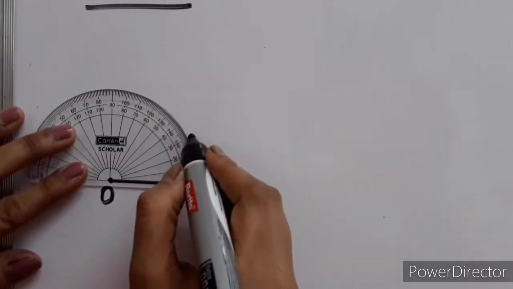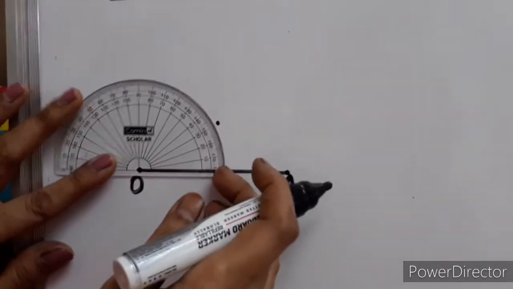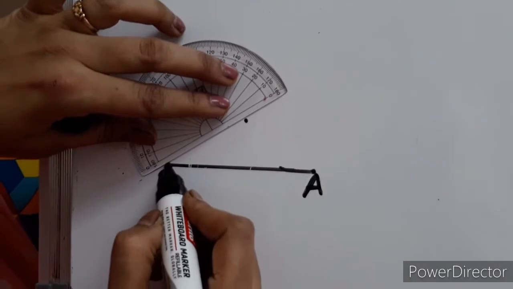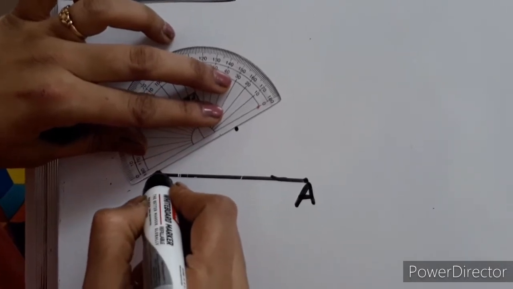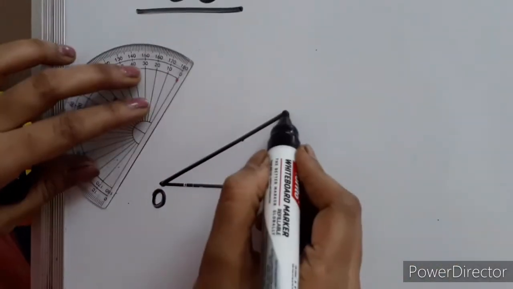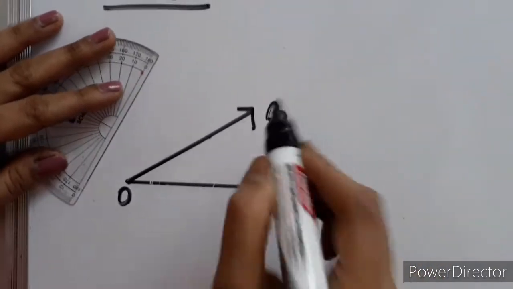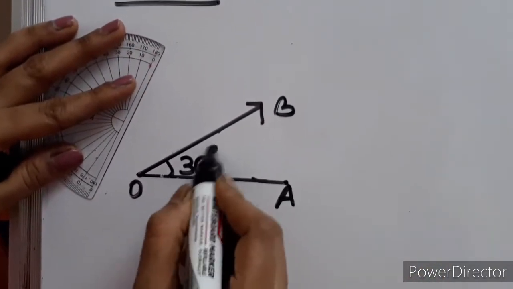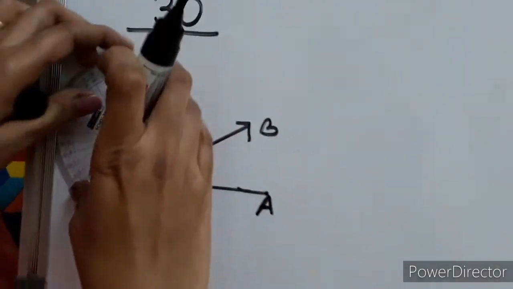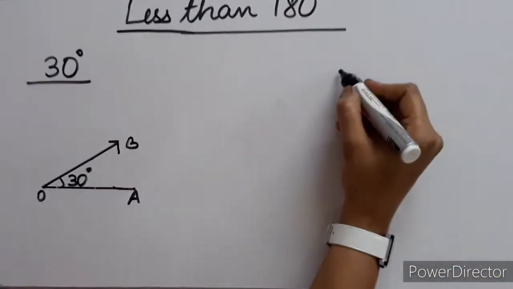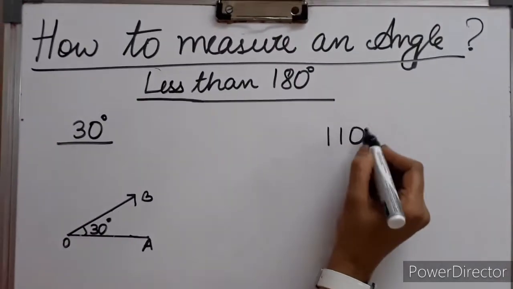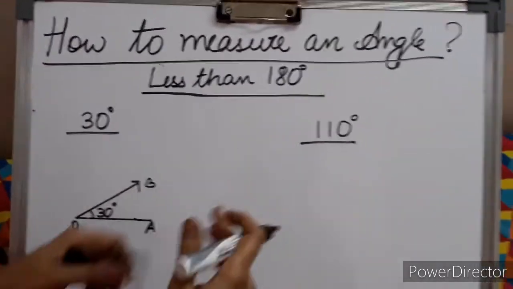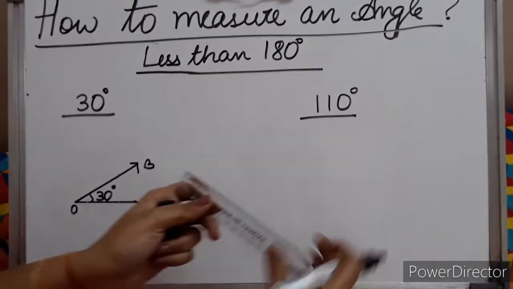How do you measure with a scale? In the same way we have to use the protractor also. And then I will mark a line from this fixed point O. We'll draw a line here, and I'll name it OB. The angle formed here is 30 degrees. Very easy. Similarly, you can form, suppose, 110 degrees, which is still less than 180 degrees, so we can use the protractor very easily.